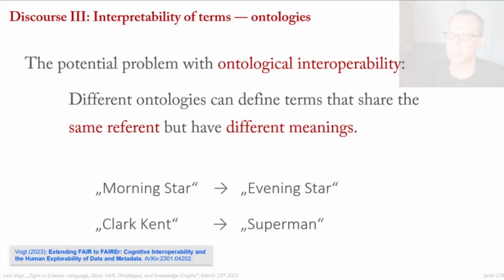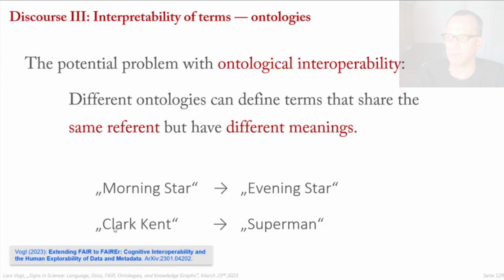So different ontologies can define terms that share the same referent but have different meanings. And we know that also from natural language. So we have the terms morning star and evening star, and it took a long time before humans realized that they share the same referent, which is the planet Venus. So if you take a look into the literature, you see there are different associations with morning star and evening star. These two terms do not have the same meaning, although they have de facto the same referent.